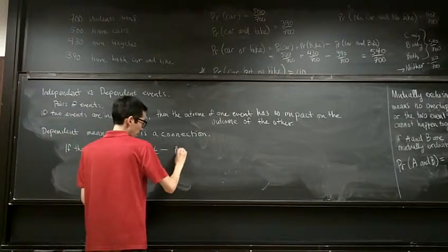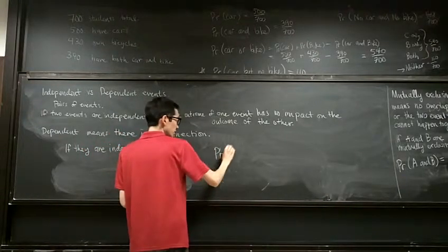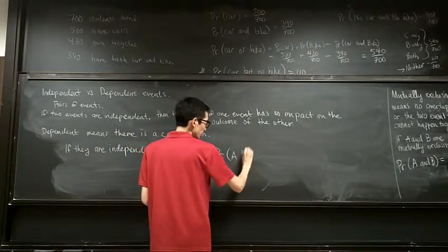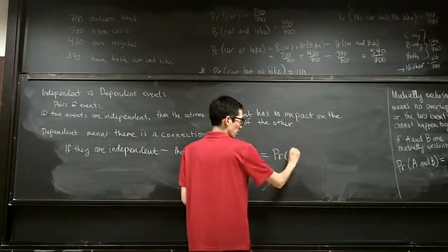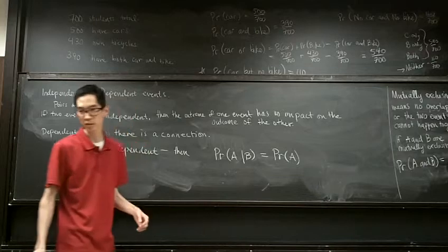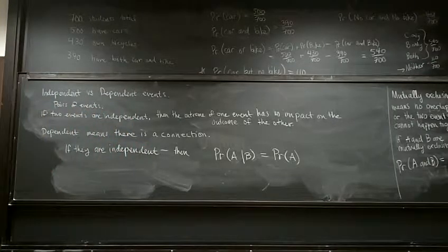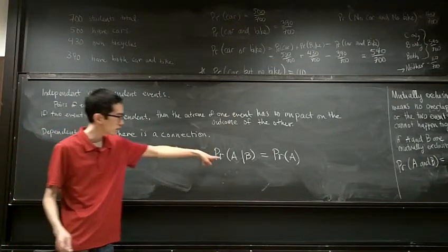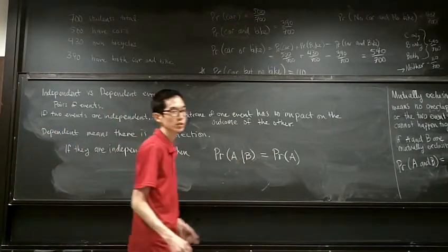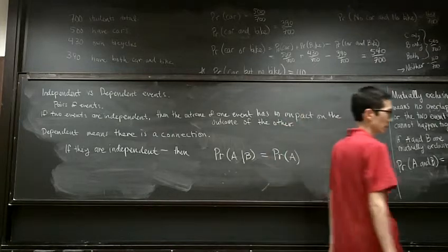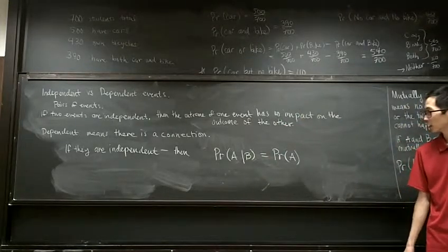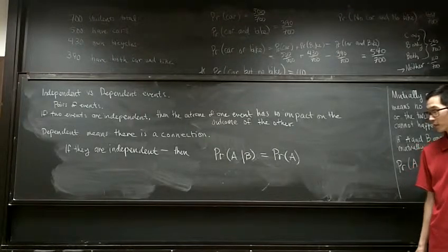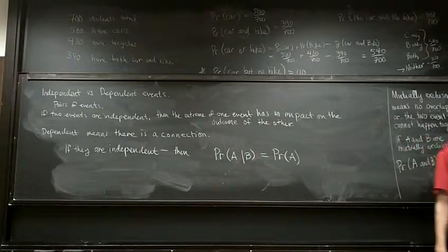then the probability of A given B is equal to the probability of A. So if A and B are independent, then this is going to be true. I'll give you guys a moment to write that down, just so we can talk about it.